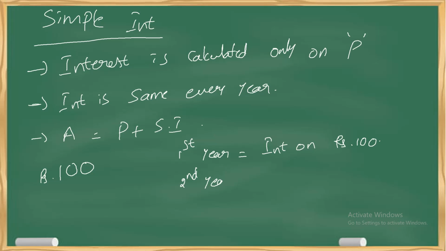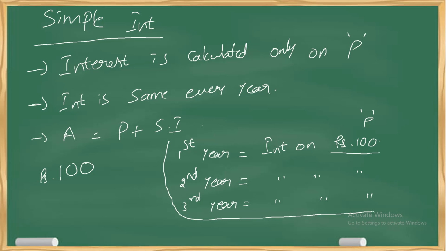The second year, I'm trying to explain the first point here. Okay, again this is also the same thing. The third year also the same thing, interest is calculated only on the 100 rupees. Understand the point? 100 rupees means this is called P. So every year the interest is calculated only on the principal amount, and if you observe, this value is same as this value and this value is same as this value, so the second point is also covered. Understand the point here? So it goes on. So this is the important point in the simple interest.